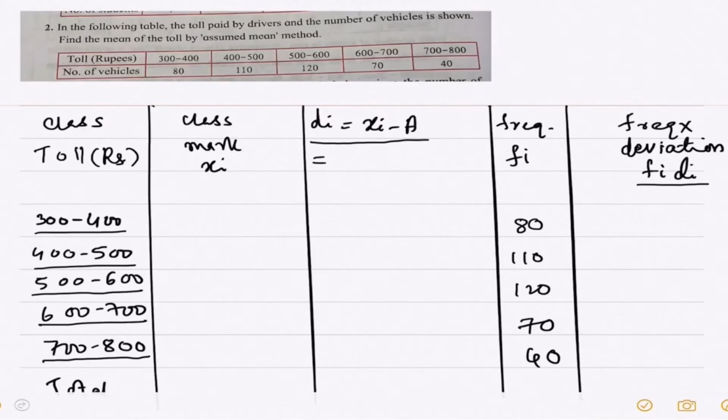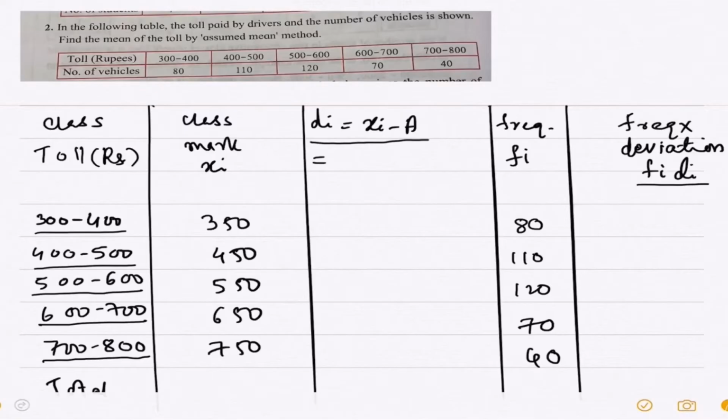Now, as per earlier sums, we know how to calculate the class mark xi. It is lower limit plus upper limit by 2 for the class. So here 300 plus 400 by 2 gives us 350. 400 plus 500 by 2 gives us 450. Then 550. 600 plus 700 by 2 is 650. Lastly, 700 plus 800 by 2 is 750.